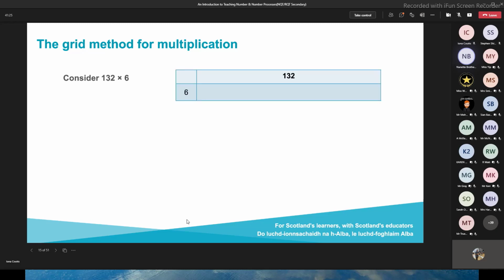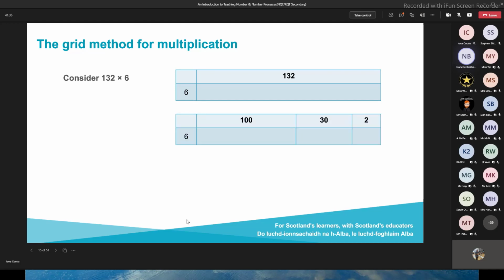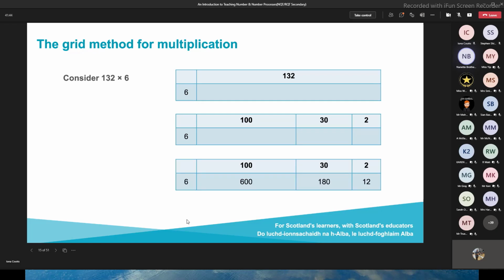So let's consider 132 multiplied by 6. So we can partition 132 so that we've got 3 more straightforward products to calculate. We can then calculate each product and add them together to calculate the total of 132 multiplied by 6.